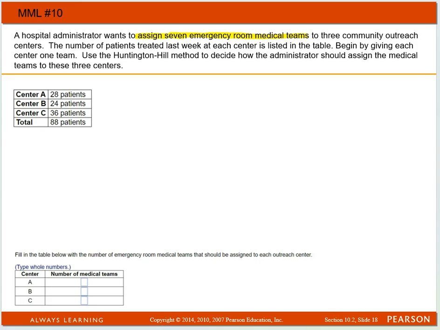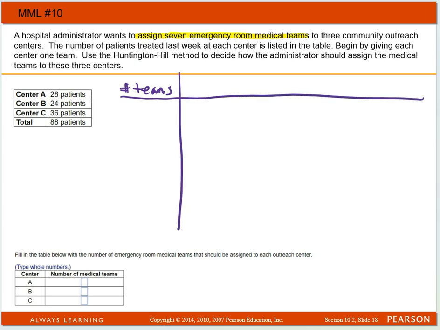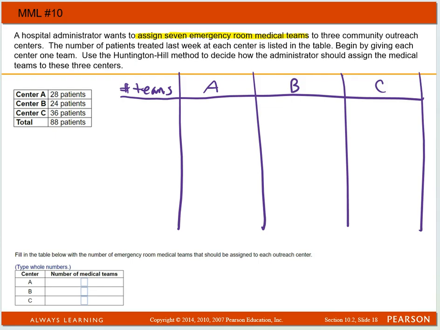Begin by giving each center 1 team. So it's the same thing as before. We are going to have the number of teams for each center, and there are 3 centers, A, B, and C. I'll start by giving each center 1 team. So you have to go through and calculate the Huntington-Hill numbers.